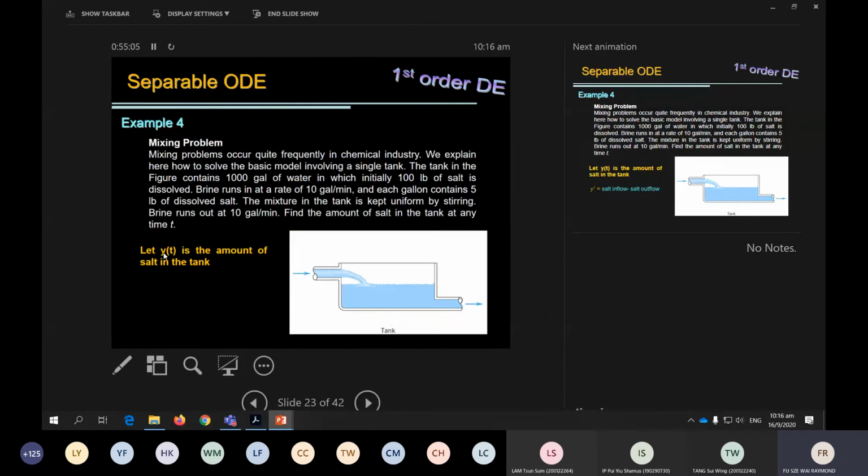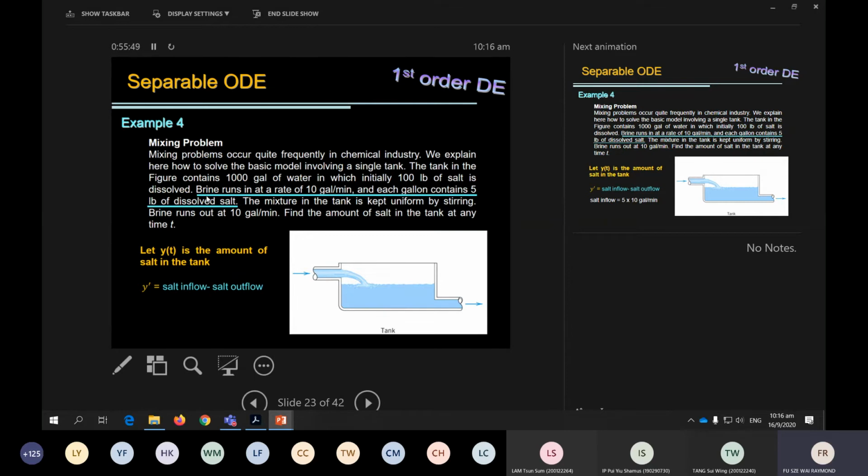So let's suppose the equation y(t), where t refers to the time, and y(t) is the amount of salt in the tank. If we take the derivative, that means we are counting, at any single time, how much salt is running. So the salt inflow, the income, and the salt outflow, the outgoing. The difference of them will be y dash. So we are using the idea of derivative functions.